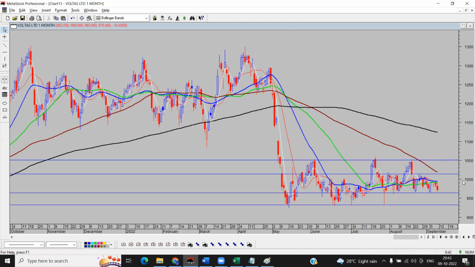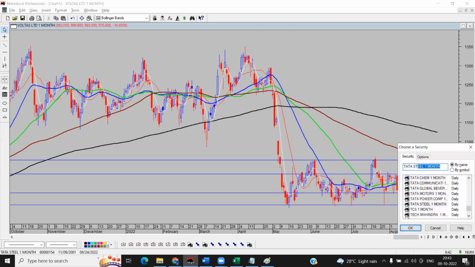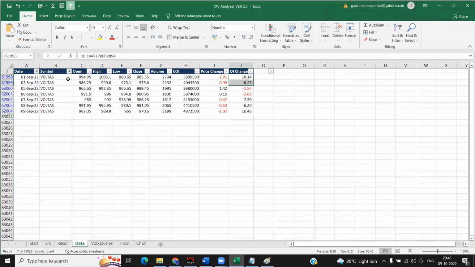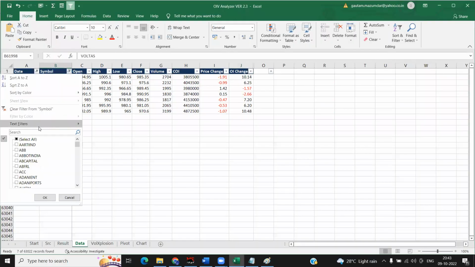Okay. Now I'm going to Tata Steel. See, the stock is flat. You may say that it has been resisted by moving averages and all. If I go and check Tata Steel over quite a number of days, something peculiar is happening here.